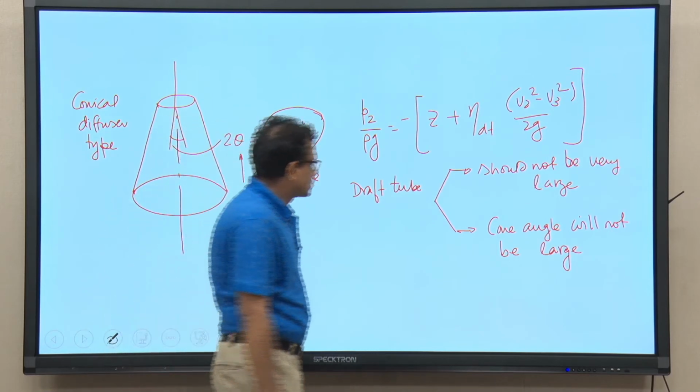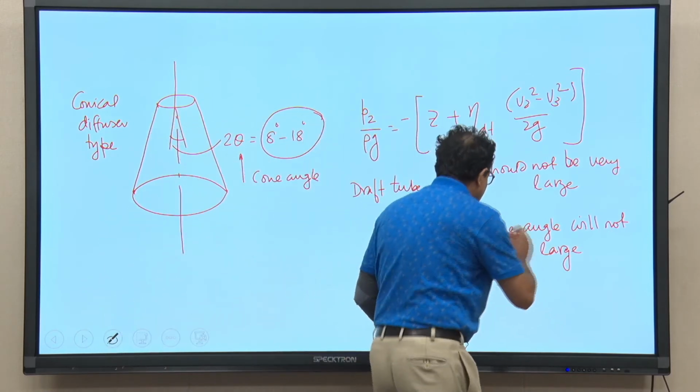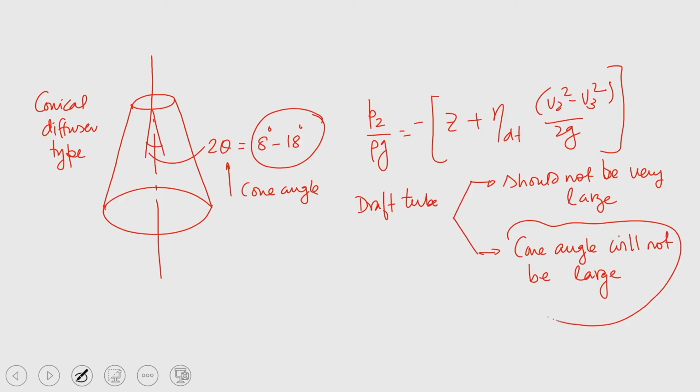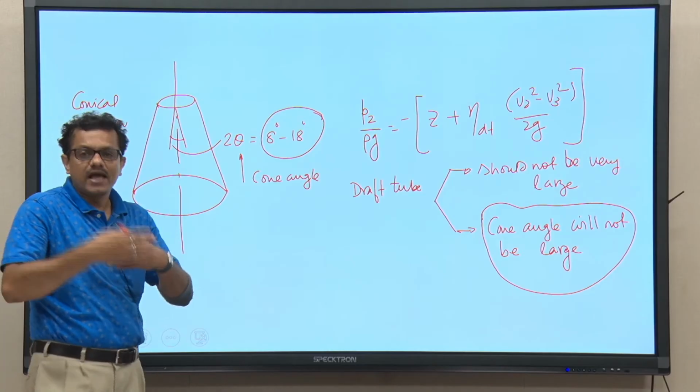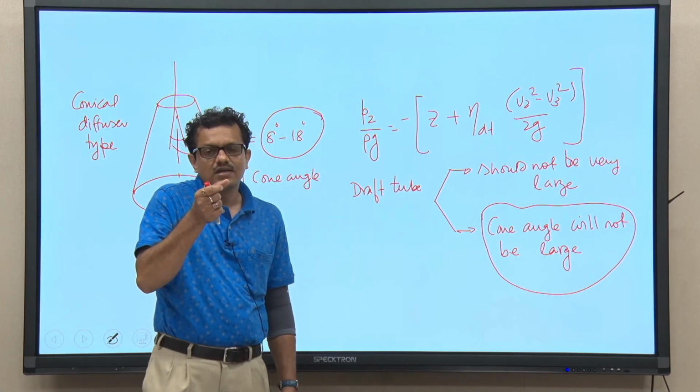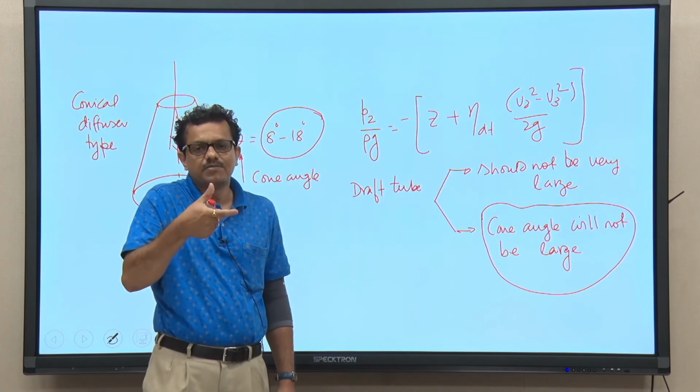So, these two aspects should be taken into account: the cone angle should not be very large, and this is the recommended cone angle, that is 8 to 18 degree, and the length will not be very large. What we can see from this discussion is that a compromise has to be effected between the necessity of having good suction condition and an efficient draft tube.